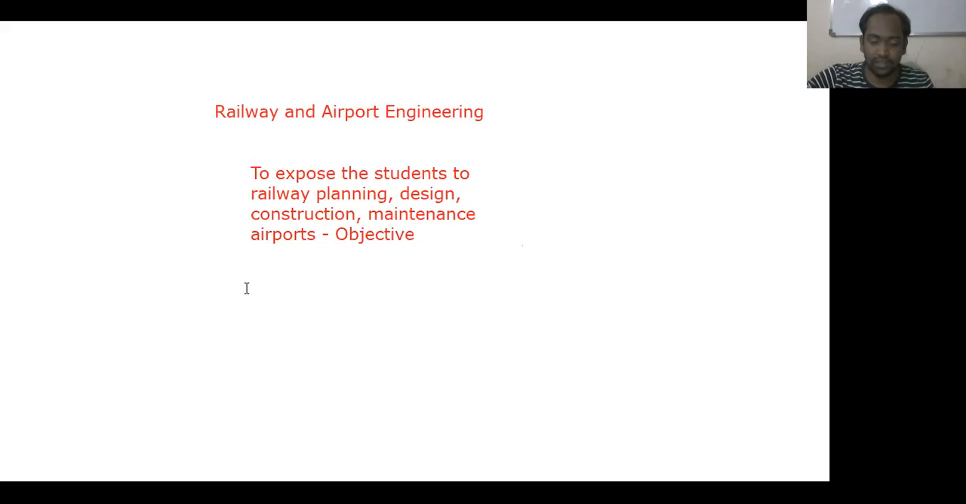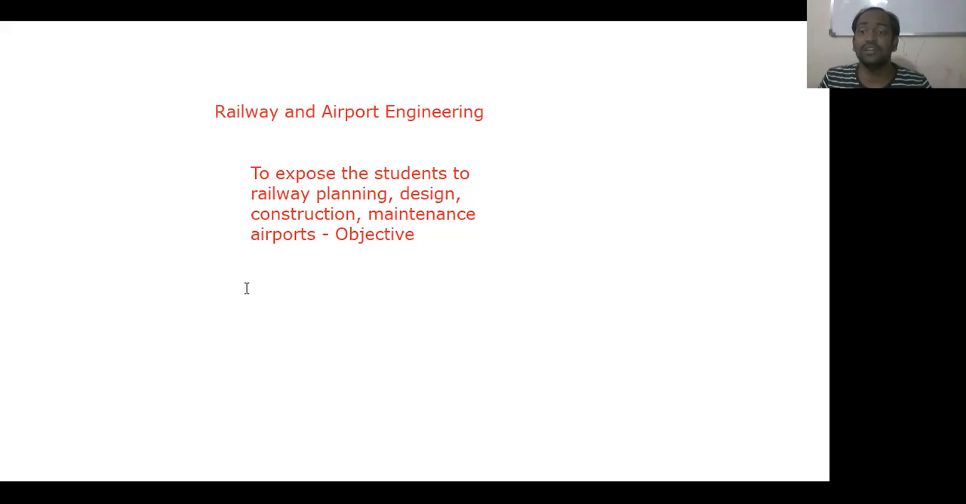Coming to the subject, at the end of it the student will be able to know the importance of transport and the difference between the two modes of transport, air transportation and rail transportation, which one is important and which should be used in which case. They will also know the differences between the planning, design, construction, maintenance and management of the two systems, the rail transport system and the air transport system. Understand? So the student will have complete knowledge about railways and airports.